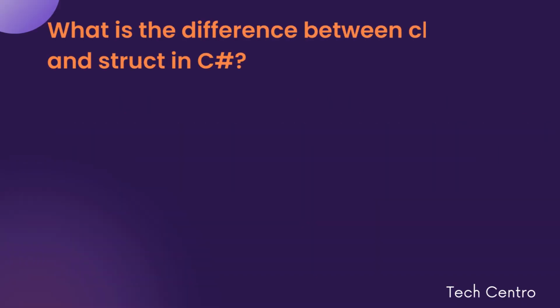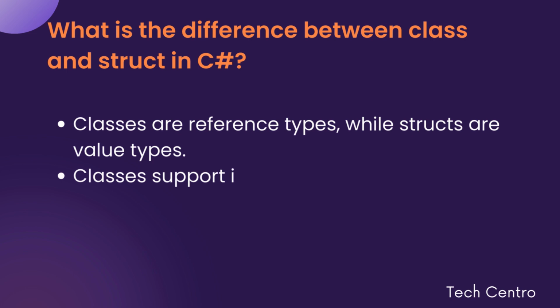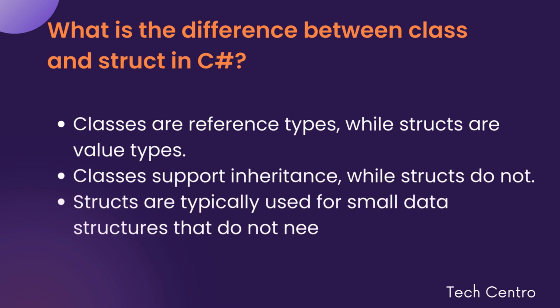What is the difference between class and struct in C#? Classes support inheritance, while structs do not. Structs are typically used for small data structures that do not need to be boxed frequently.